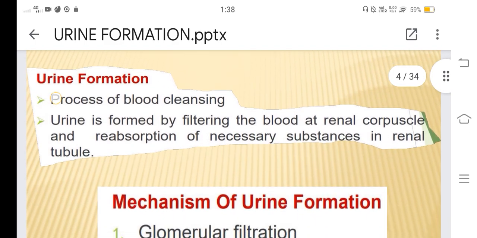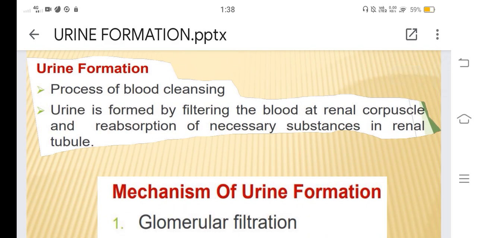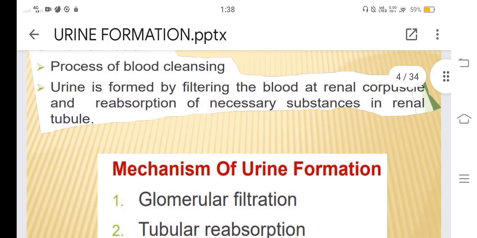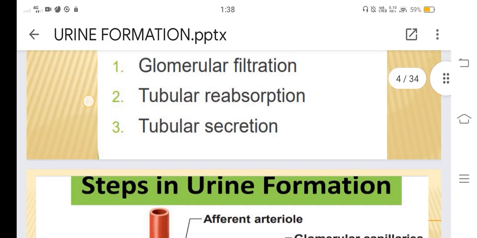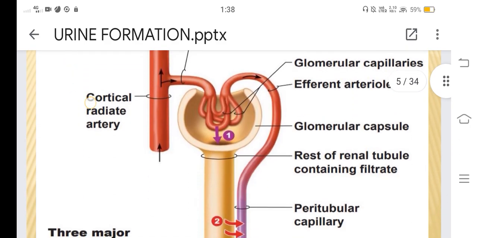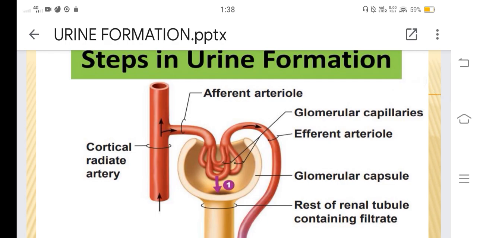Then urine formation, the process of blood cleansing. We know that urine is formed by filtering the blood at the renal corpuscle and reabsorption of necessary substances in the renal tubule. The mechanism of urine formation involves 3 steps: glomerular filtration, tubular reabsorption, along with tubular secretion. Glomerular filtration, tubular reabsorption and tubular secretion. So what are the steps in urine formation?